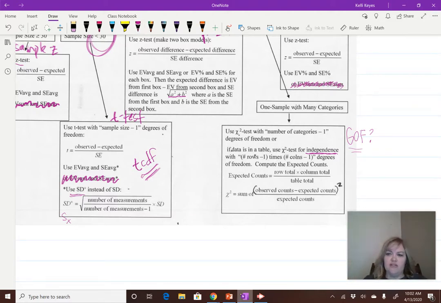With the goodness of fit, you do need to find your observed and expected counts. And remember, that's when you put them in a list. You actually have to figure out what the expected counts are, whether that's multiplying by the percentage or they're all the same, whatever it is. That's where you make the two lists. Independence is where you do a table.